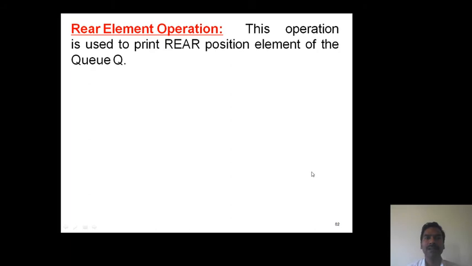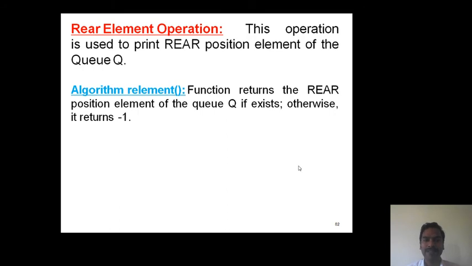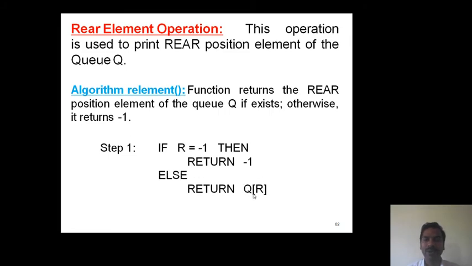Next operation, rear element operation. This operation is used to print the rear element of the queue. Algorithm R element. This function returns the rear position element of the queue if it exists, otherwise it returns minus 1. Step 1, if R equals minus 1, then elements are not available, return minus 1. Else elements are available, return Q of R. End if.